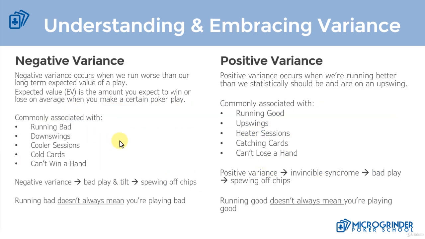So let's talk about negative versus positive variance. Negative variance is what occurs when we run worse than our long-term expected value of a play. So you have to understand what expected value, or EV, is, and I have a very simple definition here. Expected value is the amount you expect to win or lose on average when you make a certain poker play. And in poker, we want to make what is called a positive or plus EV play. That means we're making a profitable play. So if we make a profitable play and statistically we're supposed to win a hand, but we still lose, then we're experiencing negative variance because we're running worse than we actually should. Conversely, if we're running better than we statistically should, then we're experiencing positive variance.